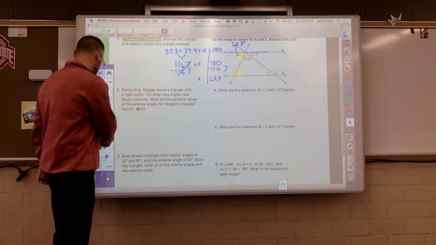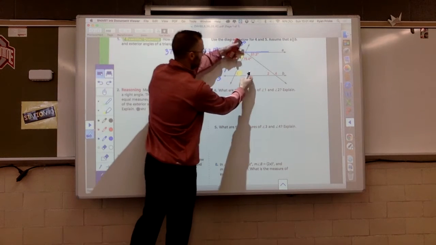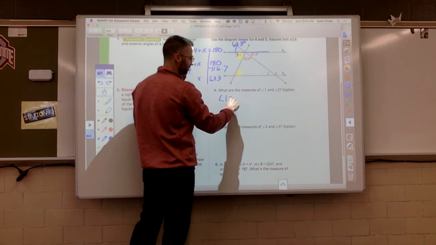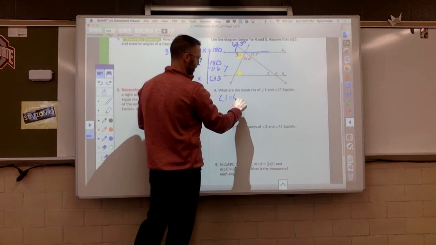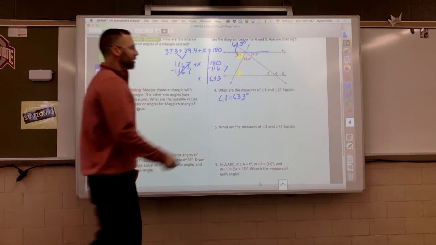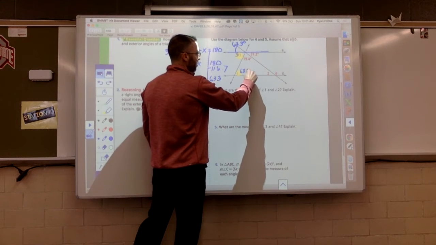You see it? Yeah. That's right. Those are alternate interior angles. So those two angles are congruent. So angle 1 is equal to 63.3 degrees. All right. Well, I'm going to label that in here, 63.3.